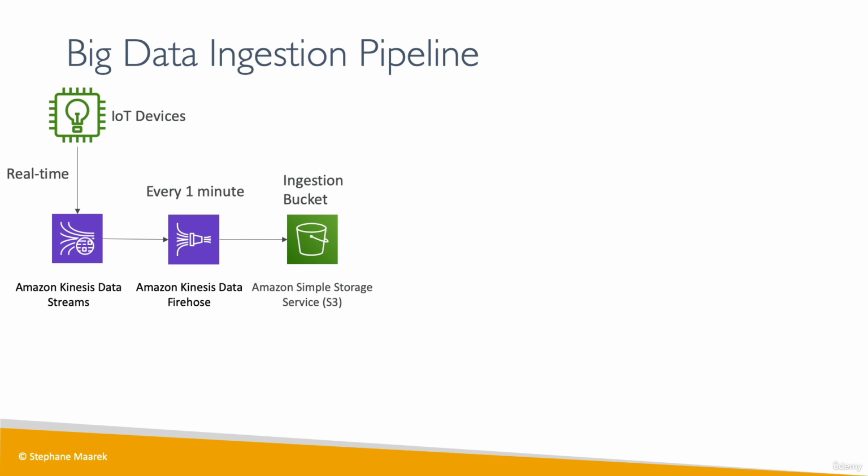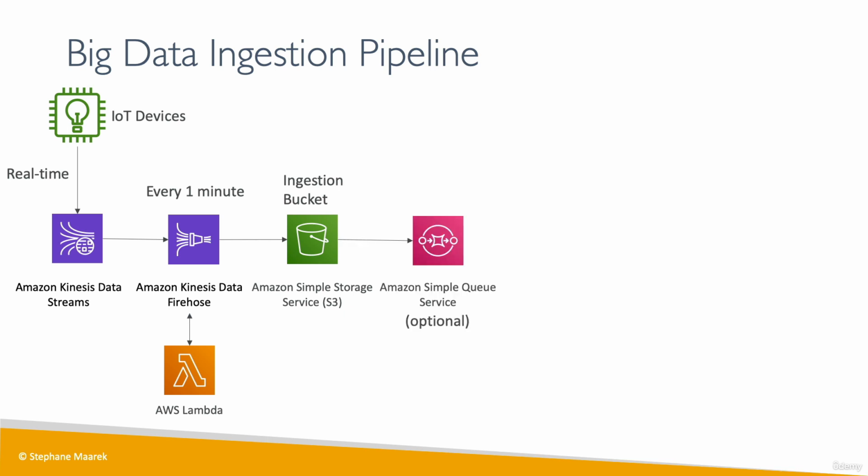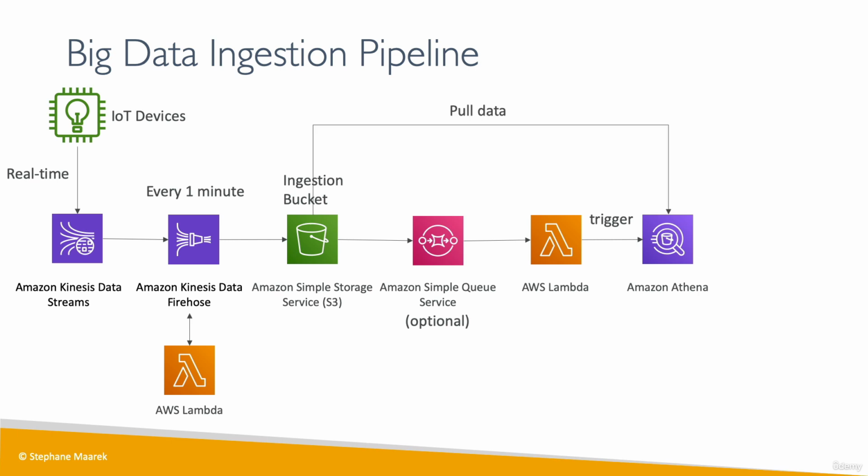And remember, we can use Lambda functions to transform the data before it gets into S3 in case we need to. Then we can have S3 events, for example, go through an SQS queue as an optional service or directly into Lambda to notify that a new file has been inserted into S3. Maybe our Lambda function can trigger an Amazon Athena job, which is going to directly query the data in our S3 bucket and insert that into a reporting bucket.